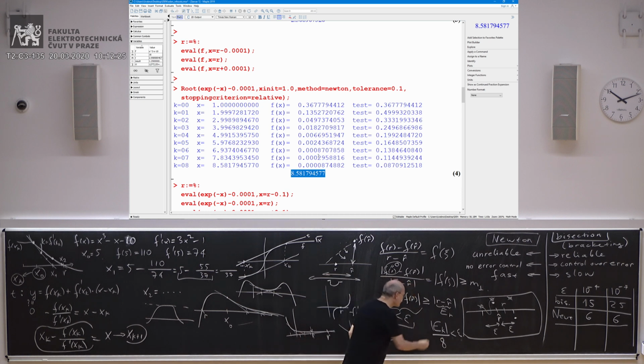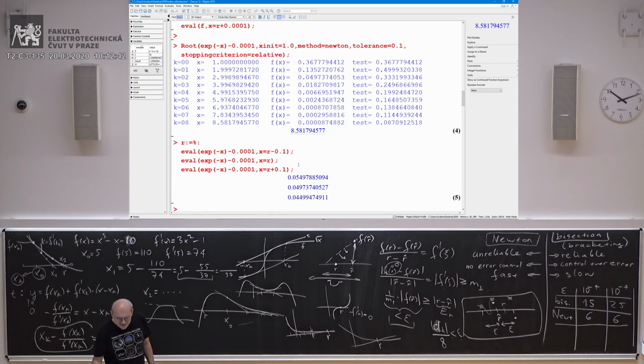Actually, this is not the error, this is the difference. Let's call it D. This is the difference between the last 2 approximations. The difference between the last 2 approximations divided by approximately 8 is less than epsilon. That's the condition which got triggered in the last line. And I have approximation 8.5. Now, is it a good approximation?